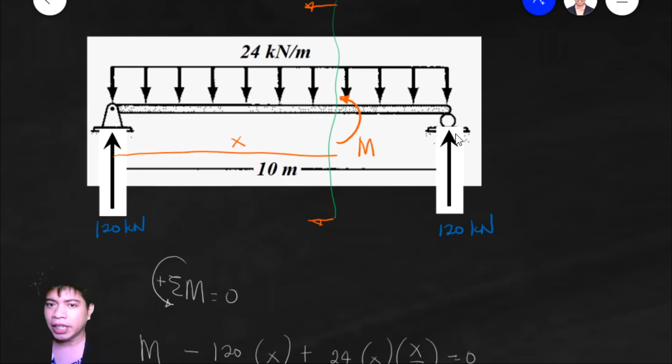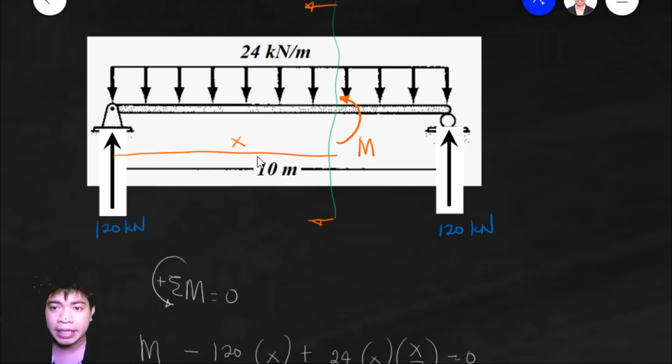Okay, so nandito na tayo guys sa isa pa sa ating beam. So nandito tayo sa ating isang support. So this is a roller. So we know na sa roller, yung roller ay pwedeng mag-move horizontally pero bawal siya mag-move vertically. So ibig sabihin guys, wala tayong deflection dito, 0 pa rin yung ating deflection.